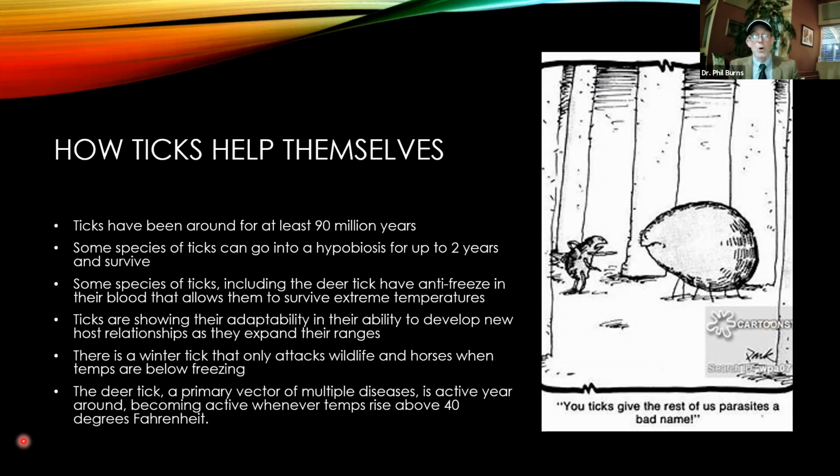Isle Royale. Just to give you an idea of the power of ticks, the deer tick is the primary vector of multiple diseases, is active year-round, and becomes active when temperatures rise above 40 degrees Fahrenheit. So that would be actually right now.